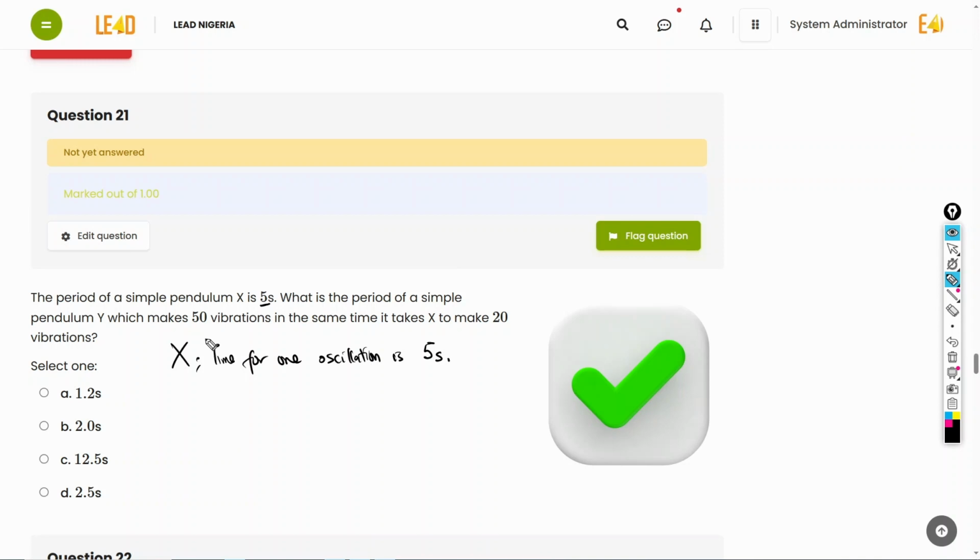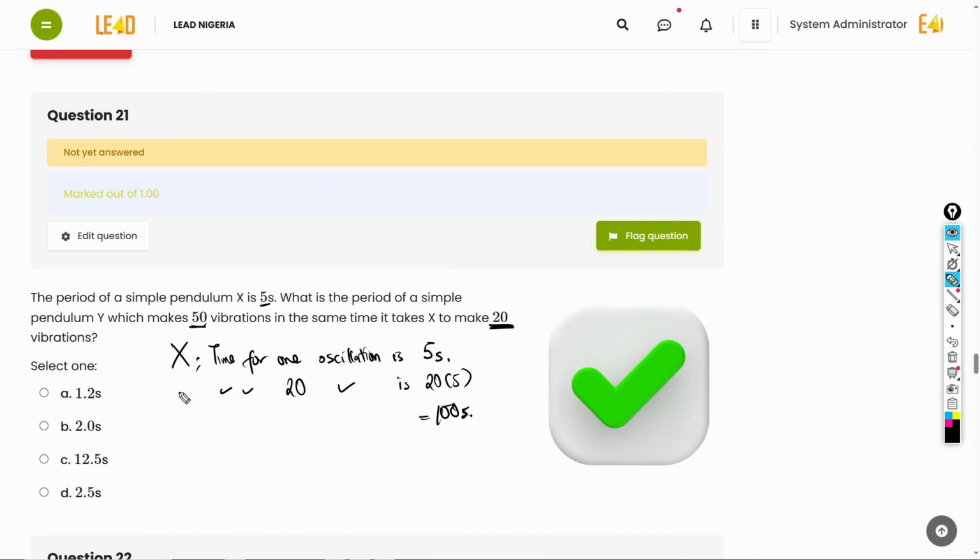And we are told that the other pendulum, the pendulum Y, makes 50 vibrations in the same time it takes X to make 20 vibrations. So let's find out how long it takes X to make 20 vibrations. So time for 20 vibrations or oscillations is going to be 20 times 5. So the time that we are comparing both of them based off of is 100 seconds.